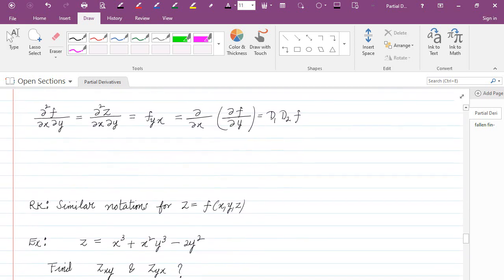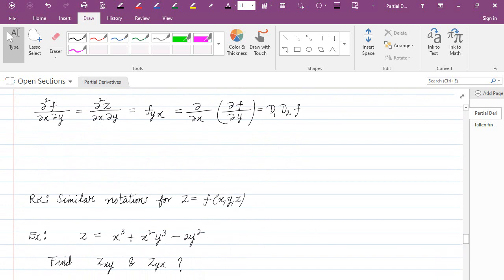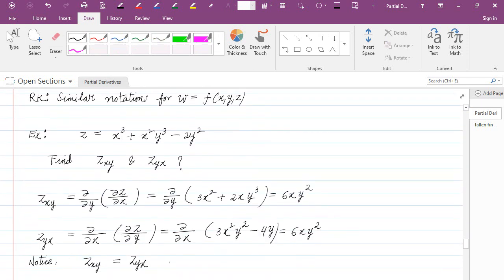The higher order partials are defined for functions of three variables in a similar way. I have a typo here. I shouldn't be using z to denote the function when z is a variable. So here I should be writing w. Okay, so let's do the following example.